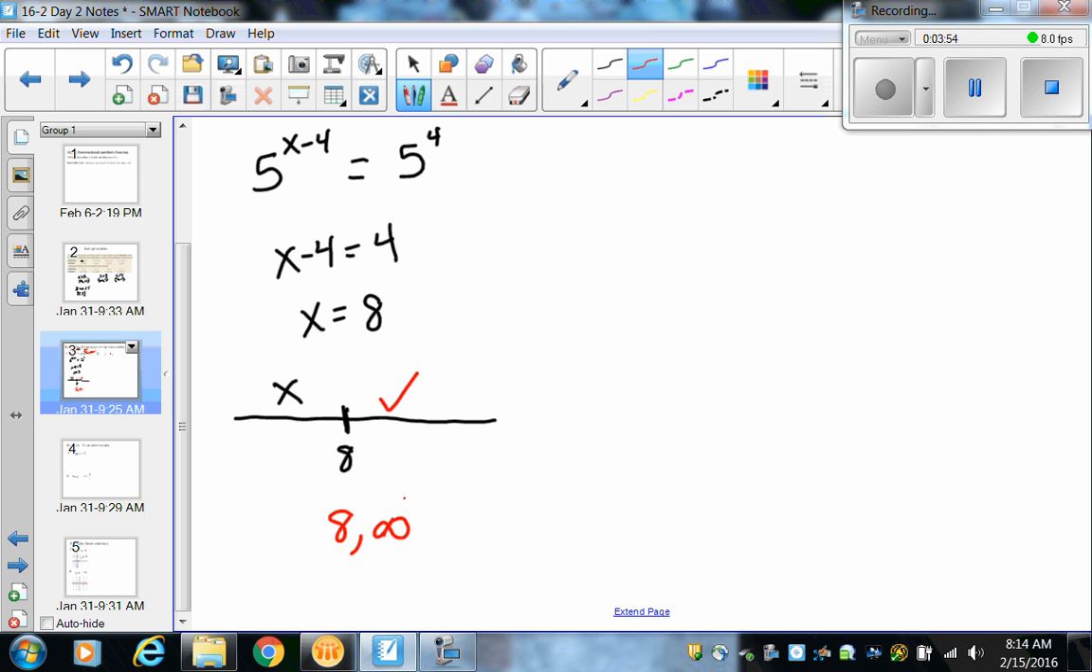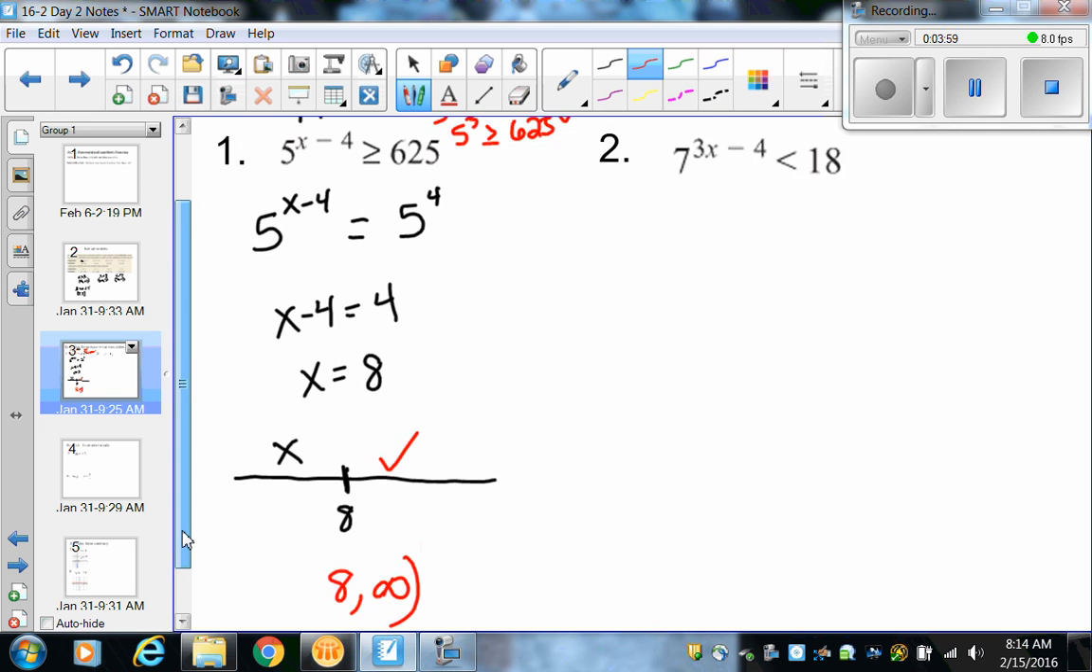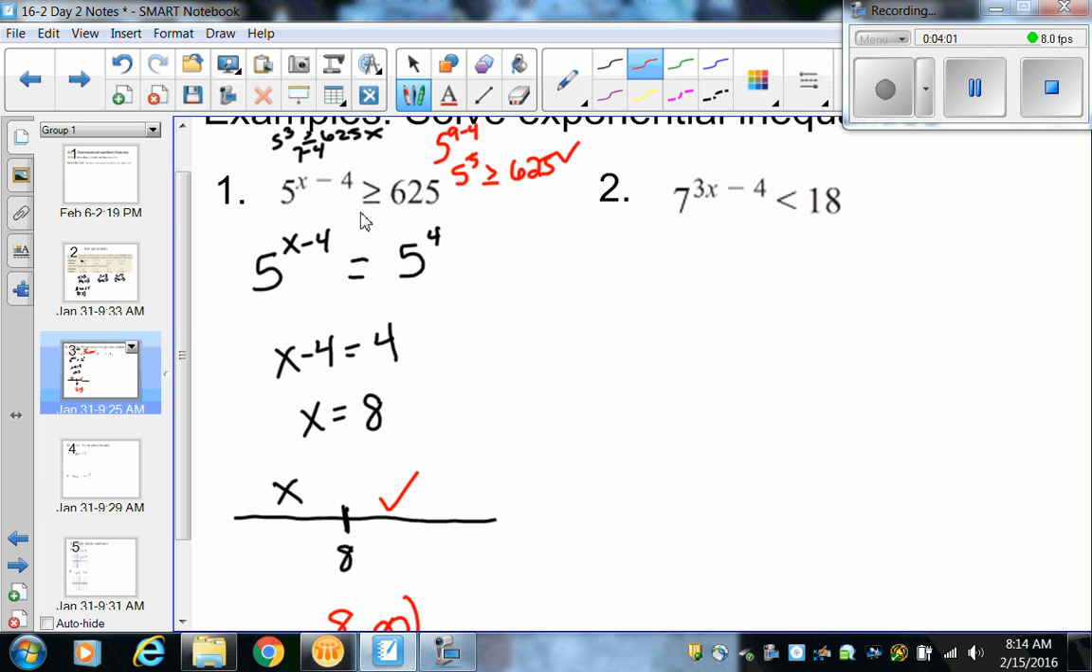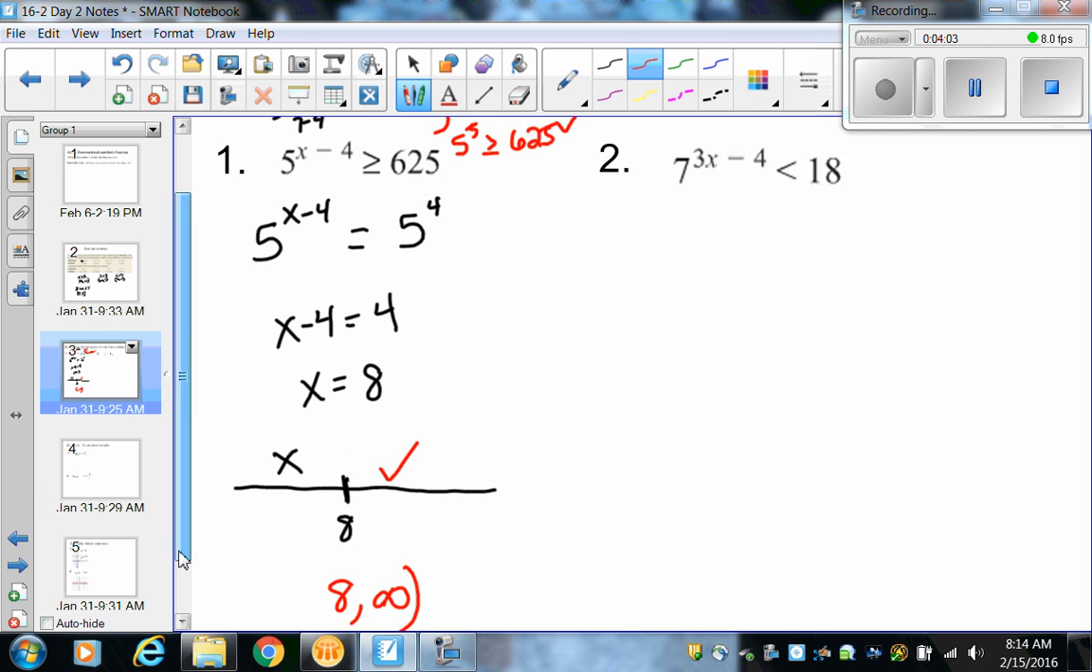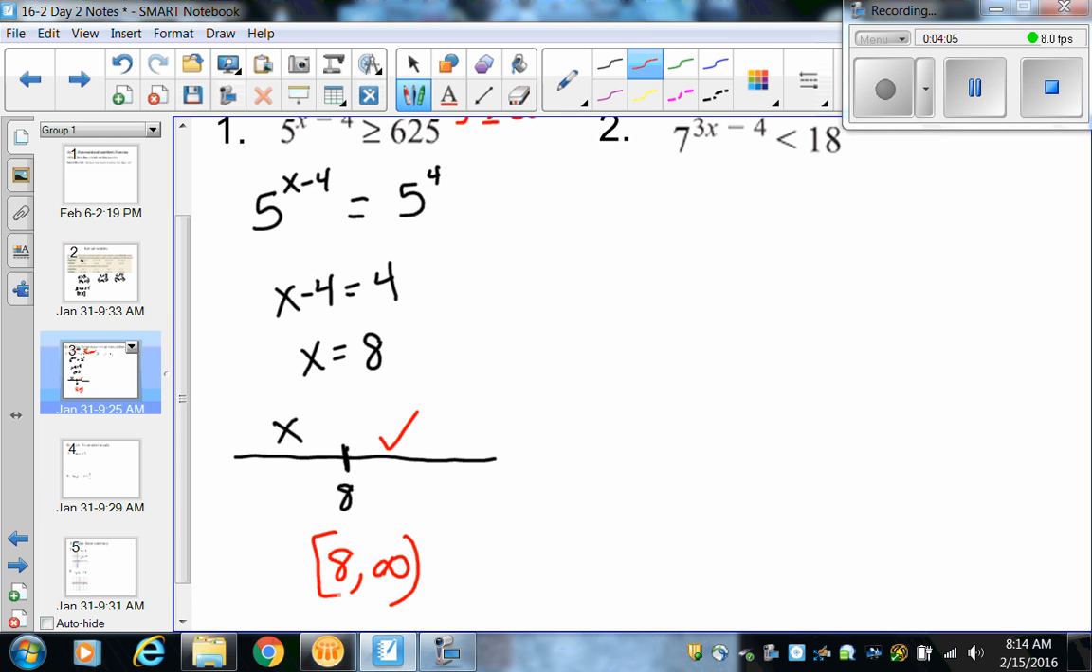Remember, you can never include infinity, so that's always going to be a parenthesis. Now for the 8, go back to the original problem. There's an equal sign here, which tells you that there's going to be a bracket. And so your answer would be a bracket, 8, comma, infinity, parenthesis.